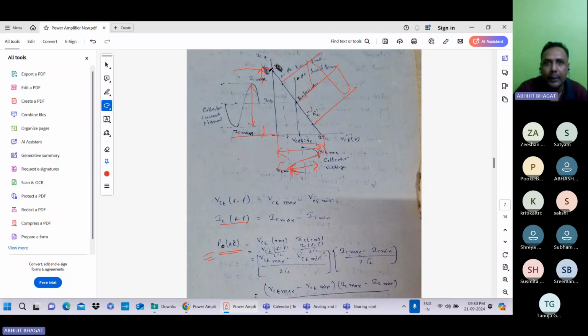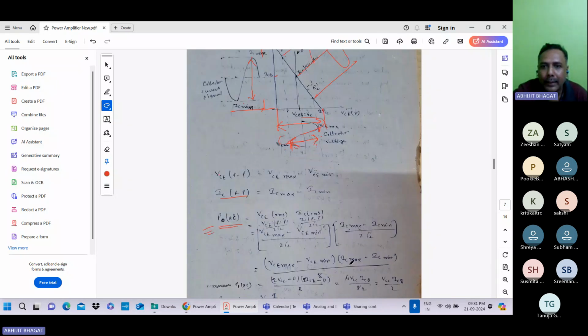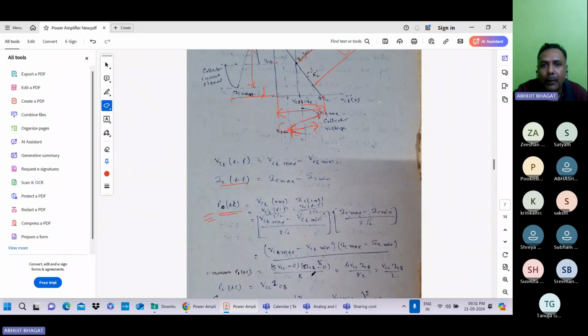This point is 2 ICQ. Means here this is the middle point and it is ICQ. That means this is 2 ICQ. Clear it is? So you put IC max is 2 ICQ and IC min is 0 for the maximum efficiency.